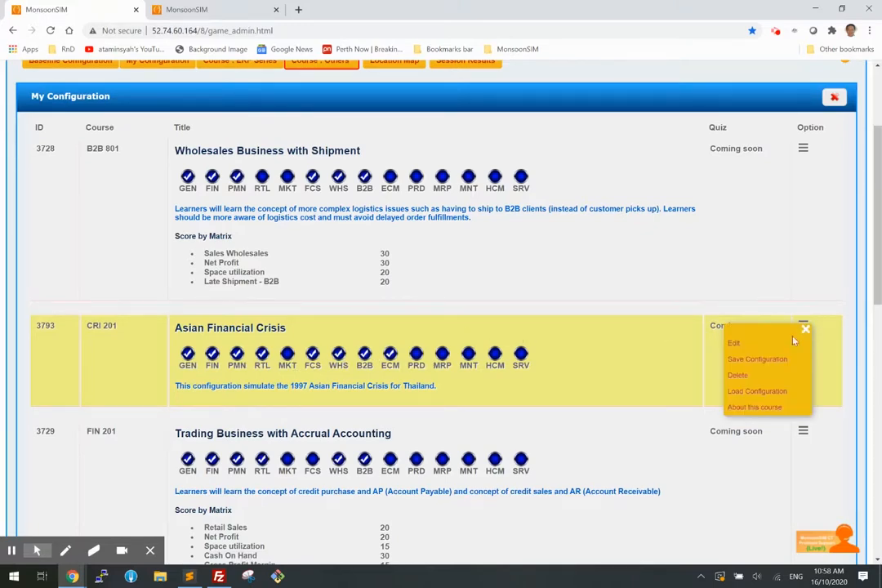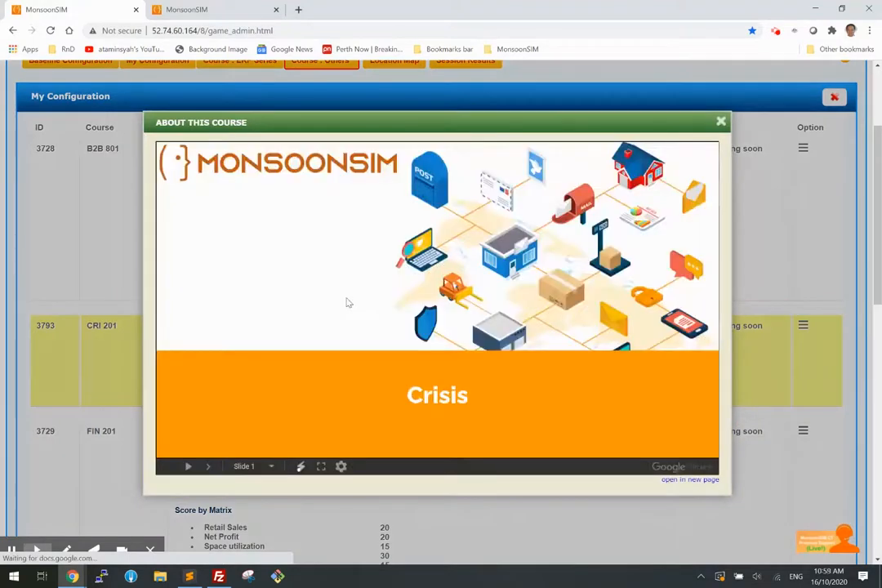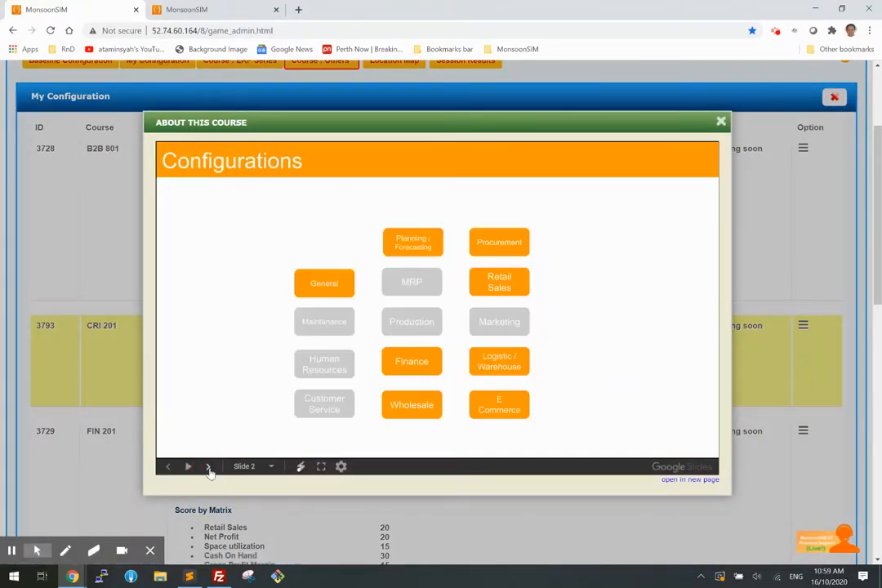Before I run this course, I'd like to show you about this course. It involves 8 modules. In general module, I have set up the financial crisis and the attributes. I've also set up the local currency as Thailand baht. I have changed the name of the vendor from VFG1 to vendor I, which stands for importer. And I have changed VFG2 vendor to vendor L, which stands for local.